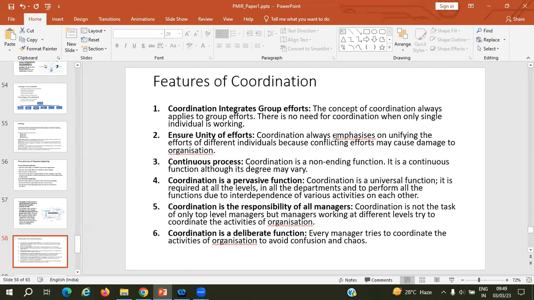Coordination is a pervasive function. Pervasive means universal, global. Coordination is a universal function. It is required at all levels. You start at a small level and go to a bigger level, across departments, such as sales, marketing, and advertisement departments, and everyone working in that organization should understand why you are doing this. So that means you are doing this work at all levels.